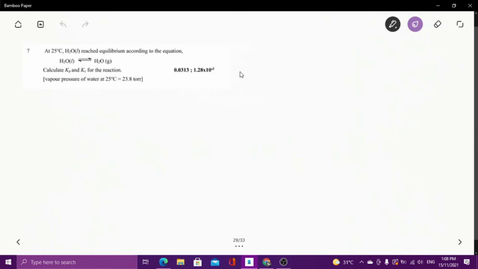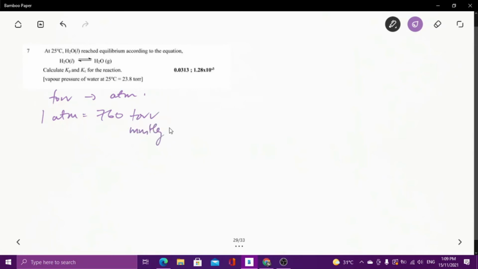At 25 degrees Celsius, the water liquid has reached equilibrium according to this equation. So dia dah ada equation kat sini. Okay, calculate Kp and Kc for this reaction, and dia bagi anda kat sini the vapor pressure of water at 25 degrees Celsius, which is equal to 23.8 torr kat sini. Okay, so 23.8 torr ni kita kena tukarkan dulu kepada atm. So to convert torr into atm, so remember this. For 1 atm, it will be equal to 760 torr.